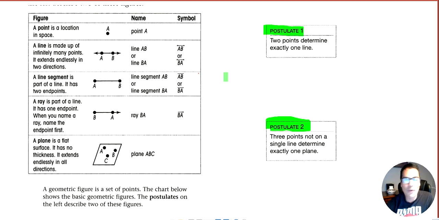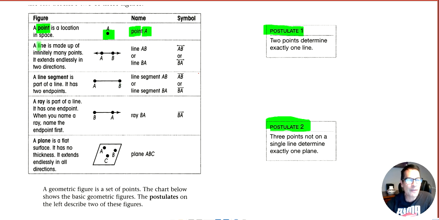Okay, so a very basic thing in geometry is a point. A point is any location in space. Here's what it looks like. A point kind of looks like a dot, right? It's any location in space, and it's got a name. In this case, its name is point A. The symbol, I guess you could say, for a point is that dot that designates the point, but we don't really have a symbol per se.